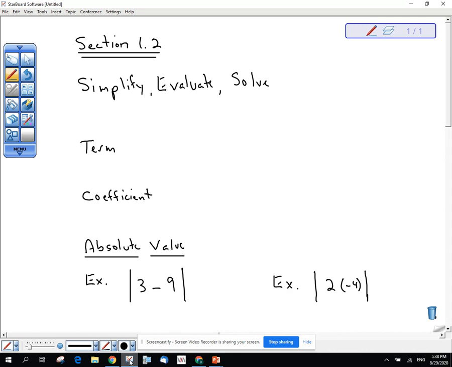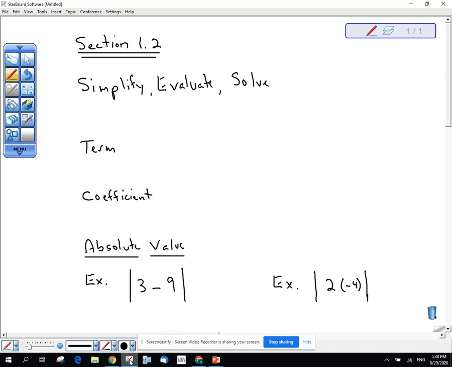Evaluate, on the other hand, basically means simplify after you've plugged in some values. A lot of times the problem given in an evaluate problem doesn't have a lot of simplifying that can be done. Sometimes there is, but a lot of times there's not, except for the fact that they said x equals this and y equals this, and you can plug those in, and then the task becomes simplify.